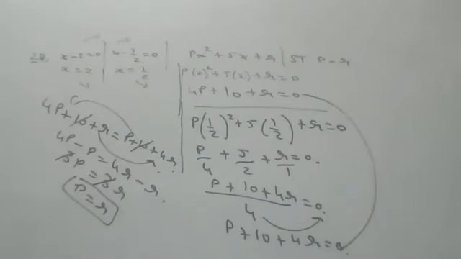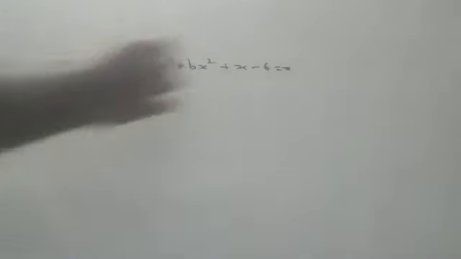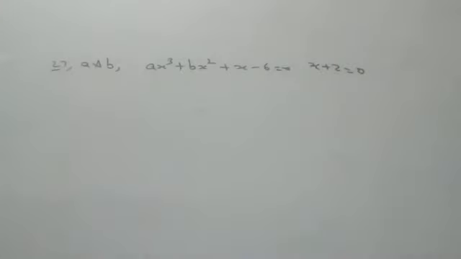So children, the 27th question is find a and b. What is the question? Find a and b. If ax cube plus bx square plus x minus 6 is equal to 0 has x plus 2 as a factor, he's saying x plus 2 is a factor, and leaves a remainder 4 when divided by x minus 2.